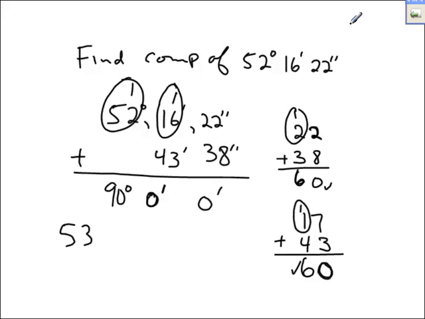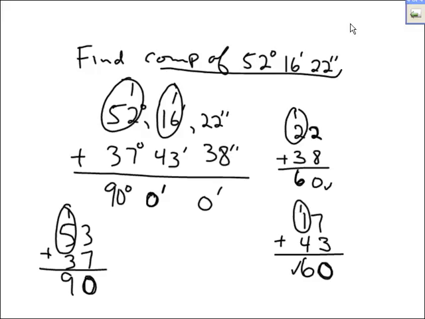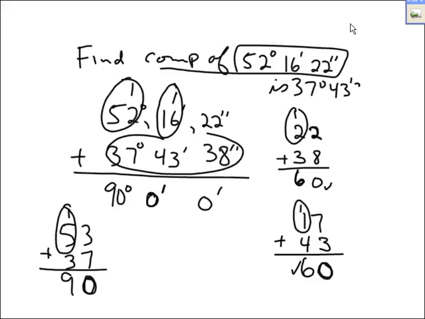What do you add to 53 to get to 90? 37 degrees, 43 minutes, 38 seconds is the answer right here.